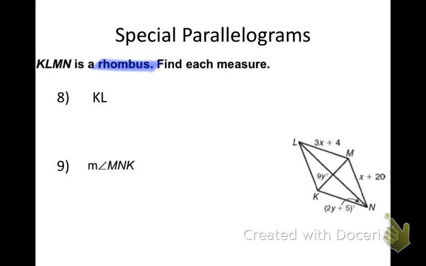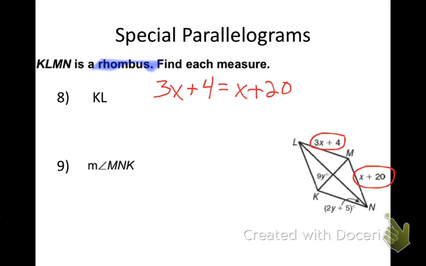What's something we know about a rhombus? All these sides are the same. So it says to find KL. Well, KL is over here, and it does not give me any information. However, it does give me that LM is 3x plus 4, and MN is x plus 20. What am I going to do with those two segments? Set them equal to each other and solve for x, and work it out from there.